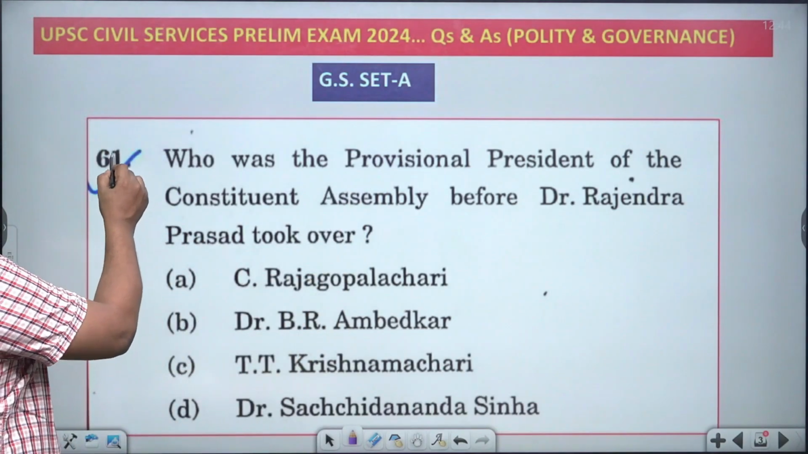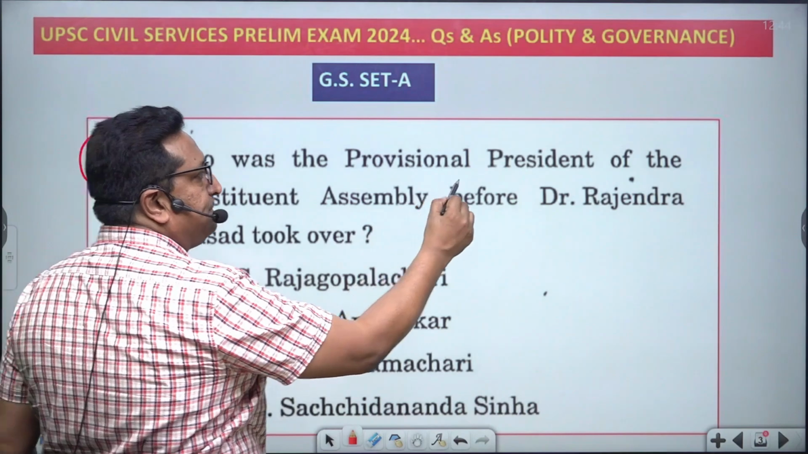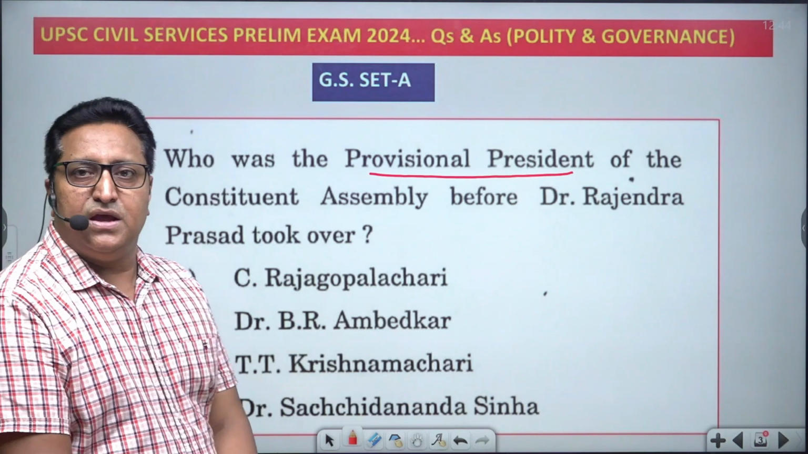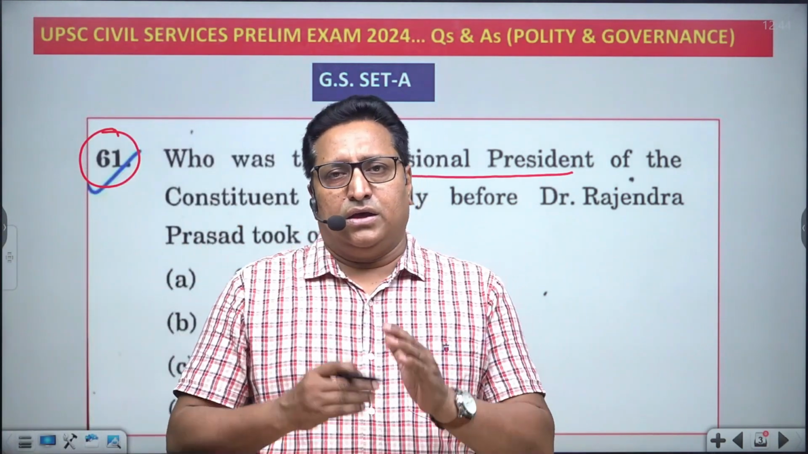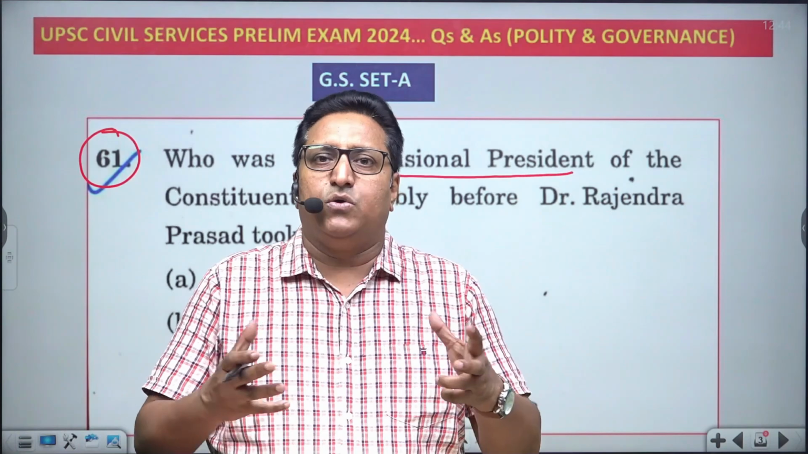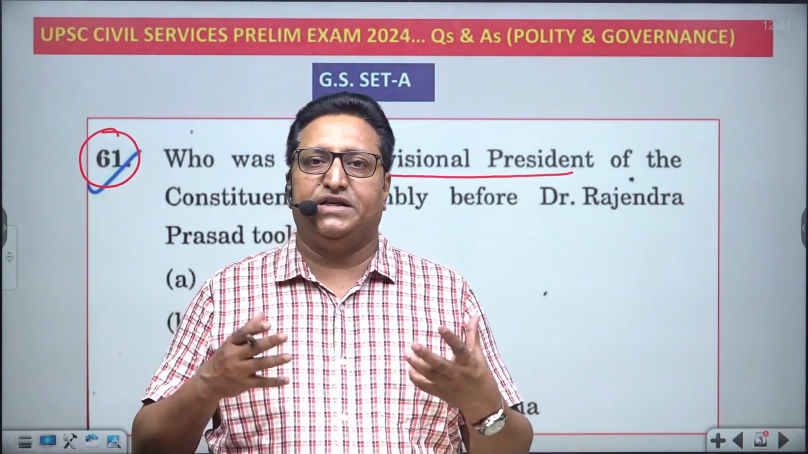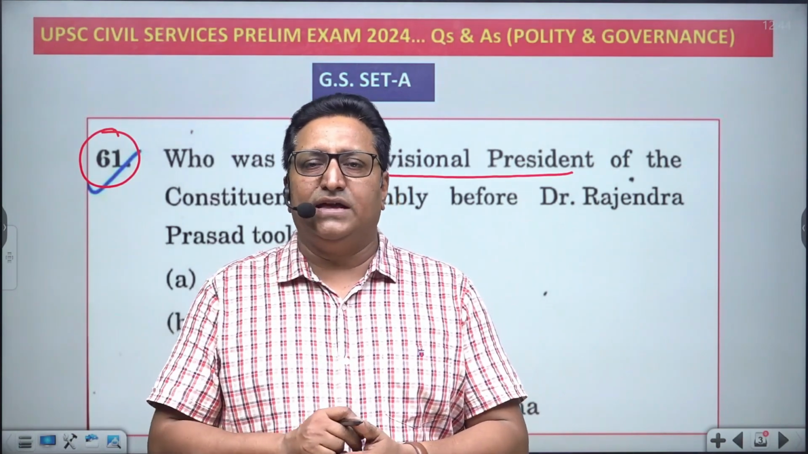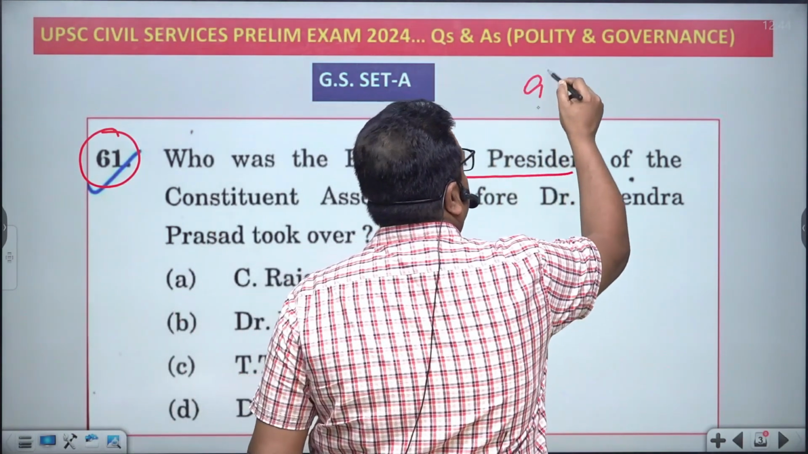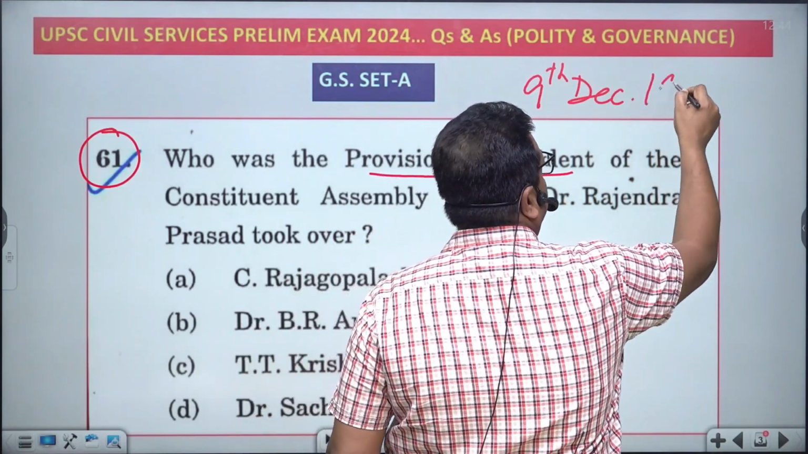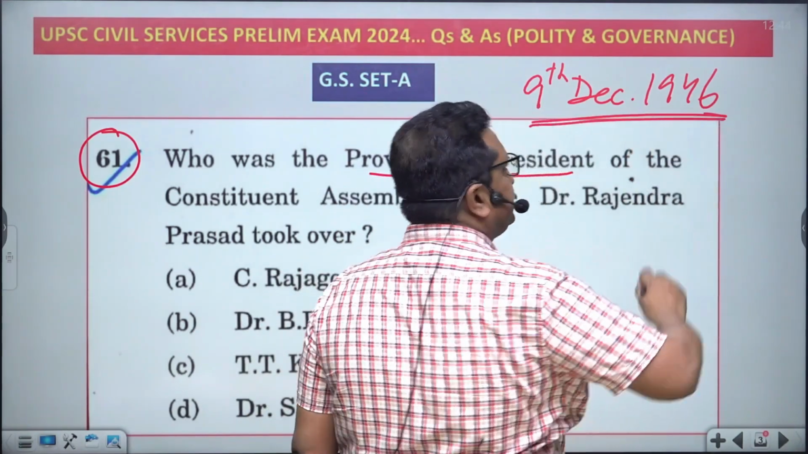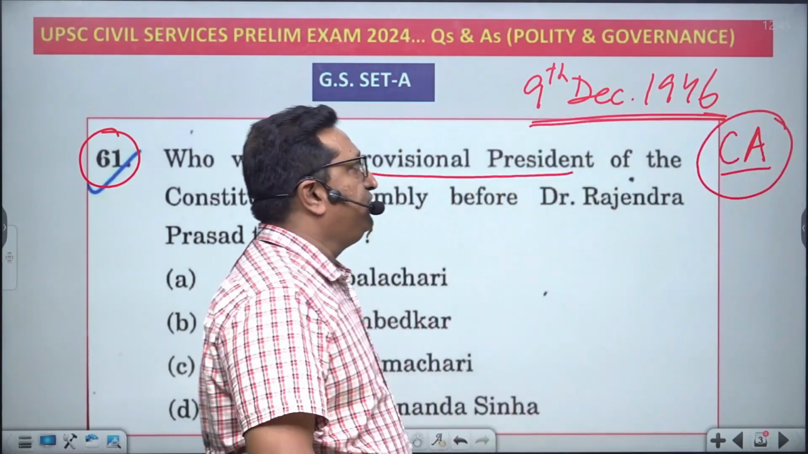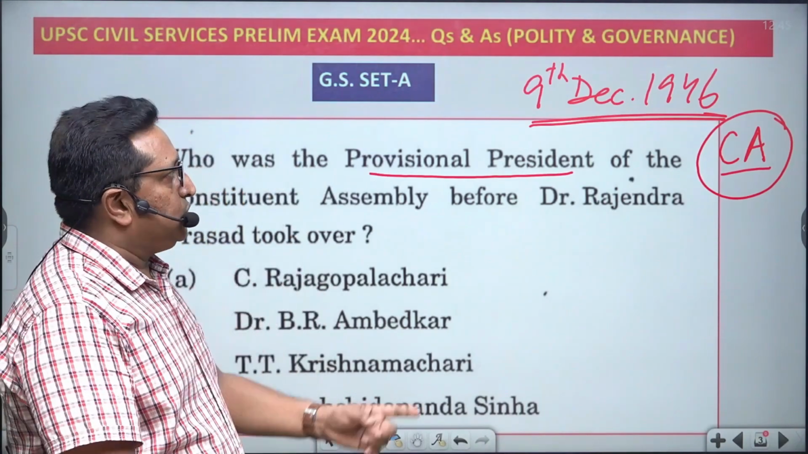Now the first question is question number 61. Who was the provisional president of the Constituent Assembly before Dr. Rajendra Prasad took over? If you go through the Constitution and how it was framed, you know that the Constituent Assembly started functioning on 9th December 1946. That was the first ever sitting of the Constituent Assembly, which eventually framed the Constitution of India.